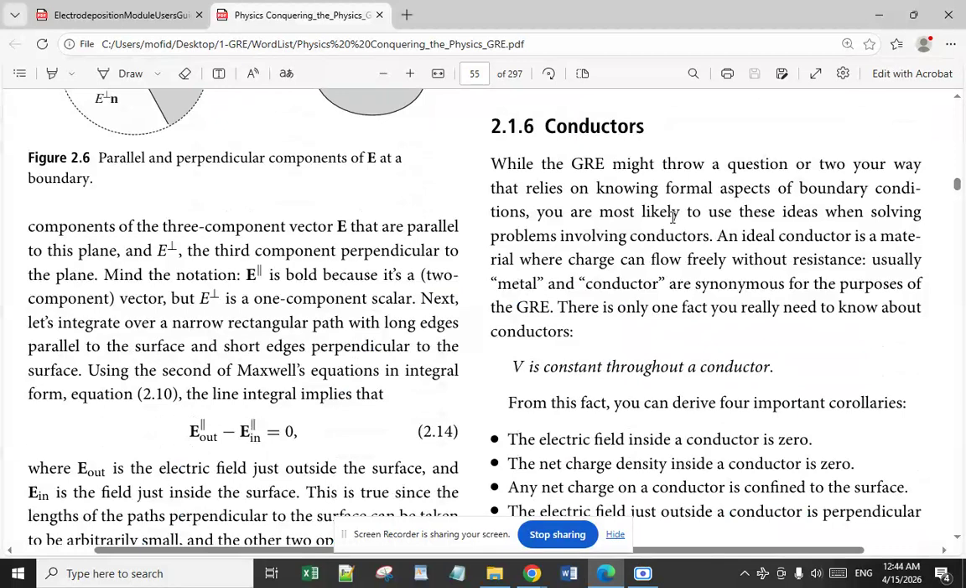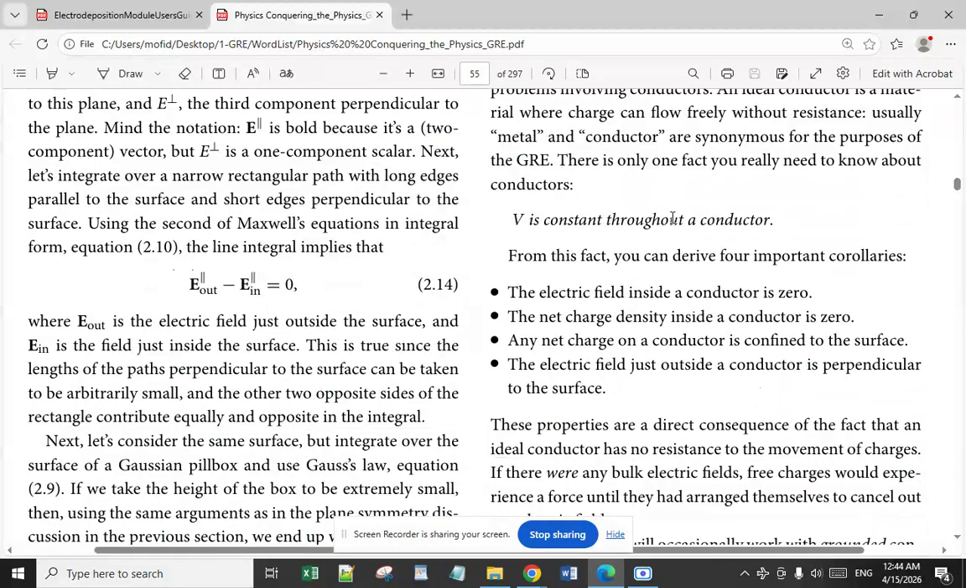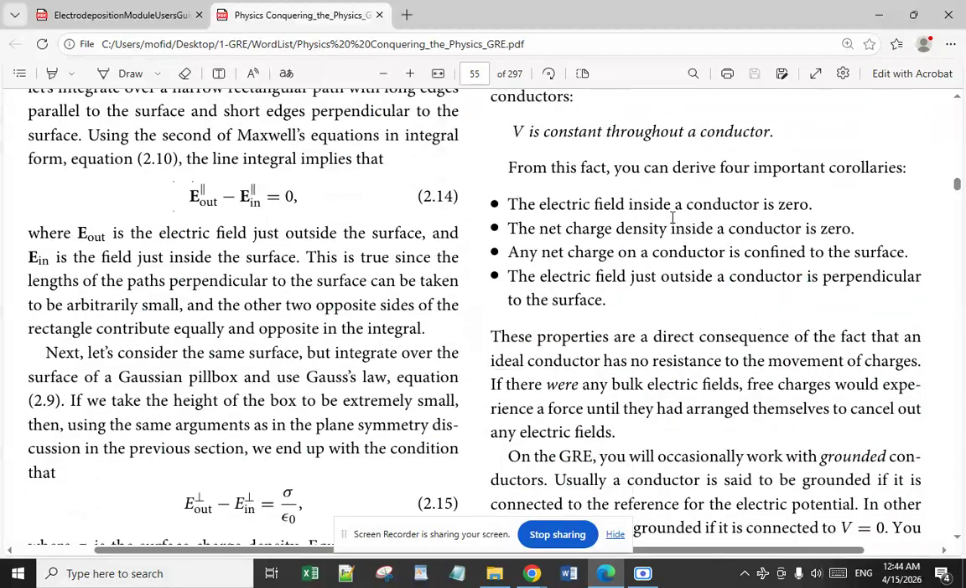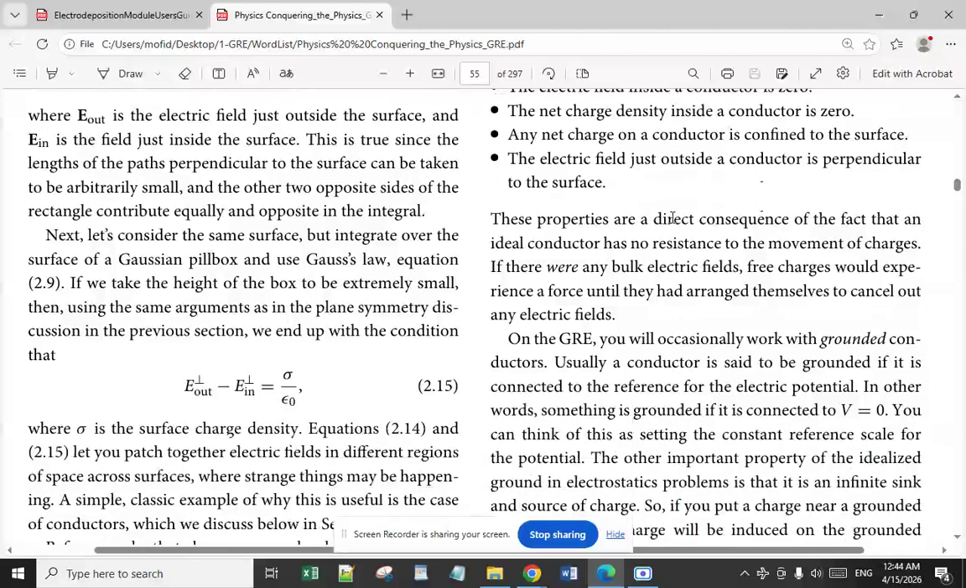For the purpose of the GRE, there is only one fact you really need to know about conductors: V is constant throughout a conductor. From this fact, you can derive four important corollaries. The first one is that the electric field inside the conductor is zero. The next one is that the net charge density inside a conductor is zero. The next one is that any net charge on a conductor is confined to the surface. And the next one is that the electric field just outside the conductor is perpendicular to the surface.